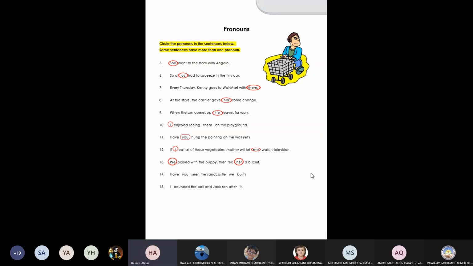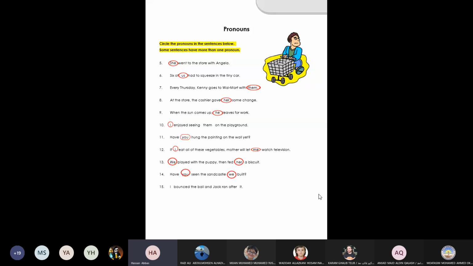Karam Ghalib. Yes, Mister. 14. Have you seen the sand castle? We both. It is we. Only we? Me and you. Okay, excellent, Karam. So we have two pronouns here in that sentence, guys. You and we.